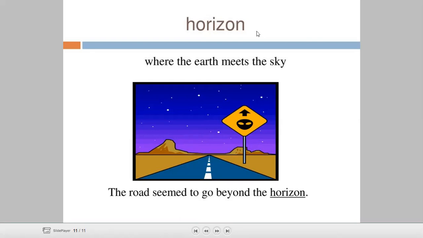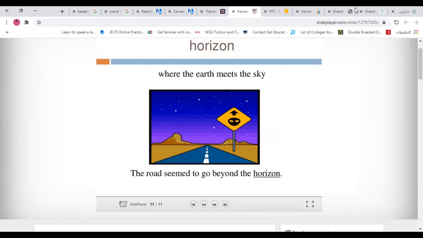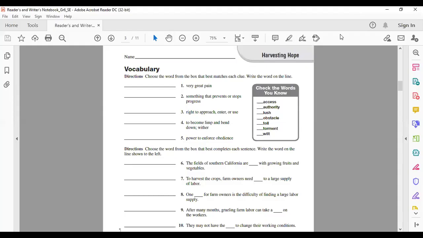And let's go right now to our books. Very great pain: torment. Torment, excellent. Torment is the first word. And then we have number 2, Ghalia. Something that prevents or stops progress. Authority? No, obstacle. Obstacle, very good.